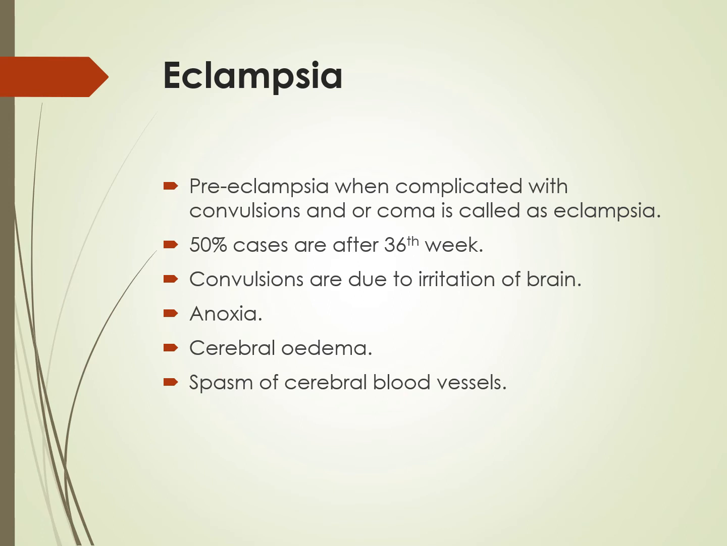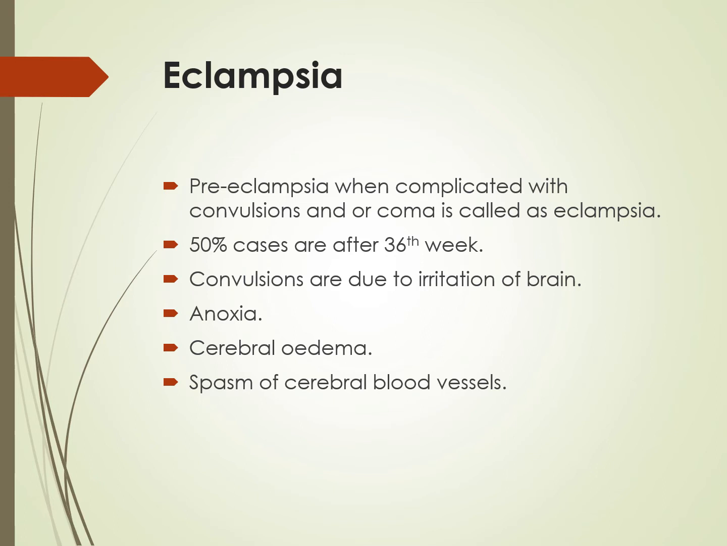Now, the second type of pregnancy-induced hypertension, PIH. First was the preeclampsia or the toxemia of pregnancy. The second is eclampsia. Now, mind you, if the preeclampsia is not managed properly, then it can convert itself into eclampsia, which is a very severe condition.